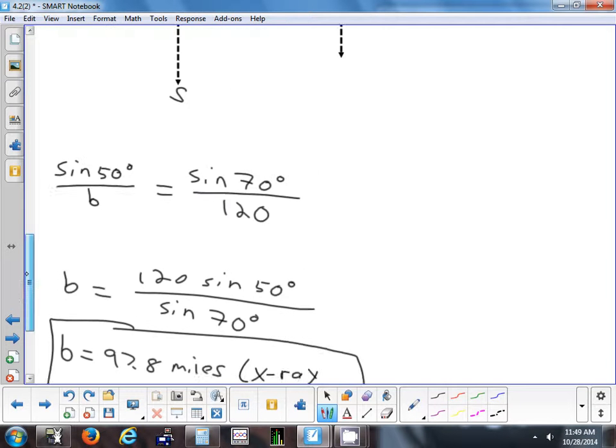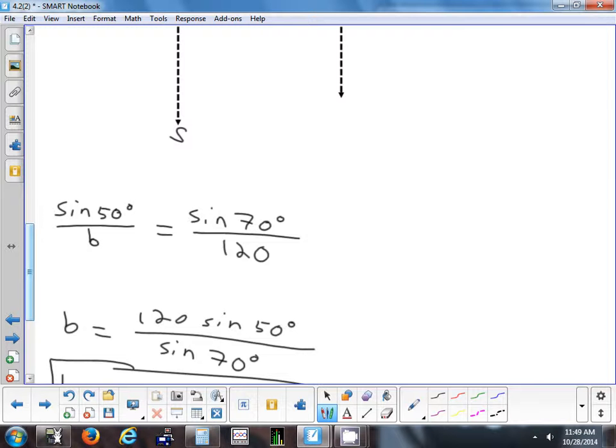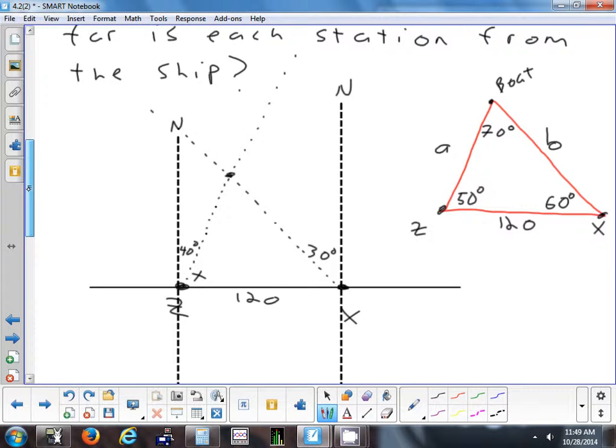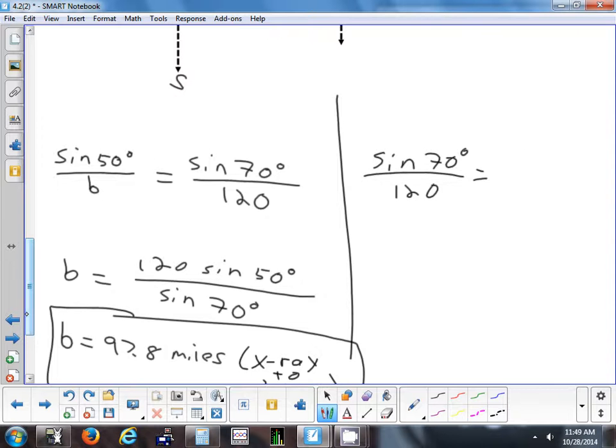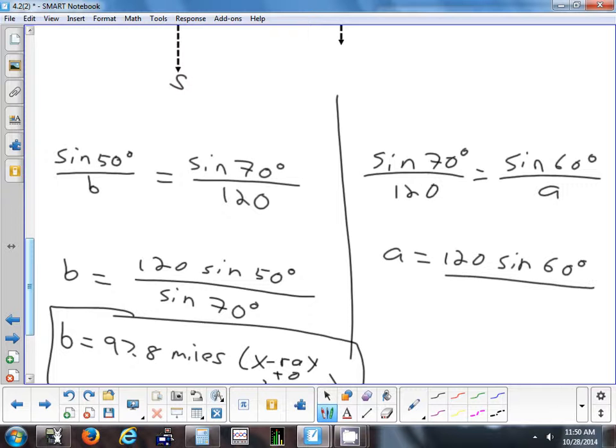And now let's set up the same thing one more time. We're still going to use sine 70 over 120, because both of those we know. Equals, okay, this time what am I going to use for my angle? Yep, sine 60 over A. Very good. And in terms of the work to solve it, it's exactly the same as the first part. Cross multiply. So, 120 sine 60 over sine 70.